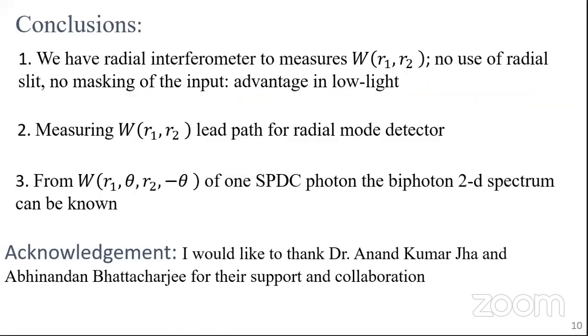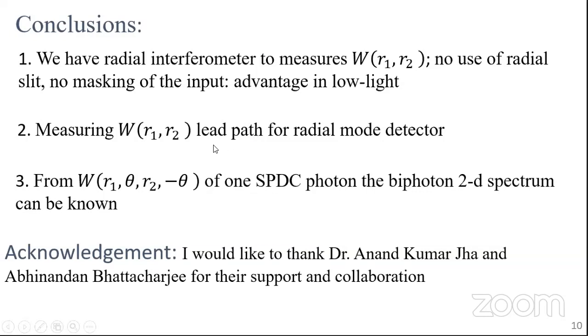So the conclusions are: the radial interferometer that I have shown is not using any radial slits. So there is no masking of the input, we are not masking any part of the input, so the intensity is not being diminished. Hence, we can use this radial interferometer at the classical light level as well as at the quantum light level. So we can use it to detect our SPDC photons, which can have a very small photon flux.